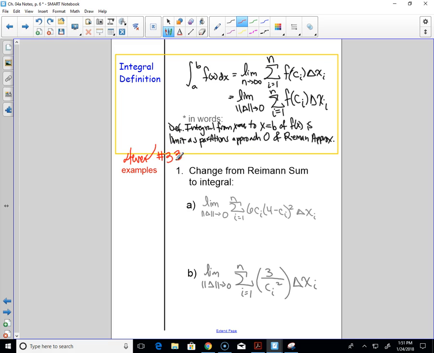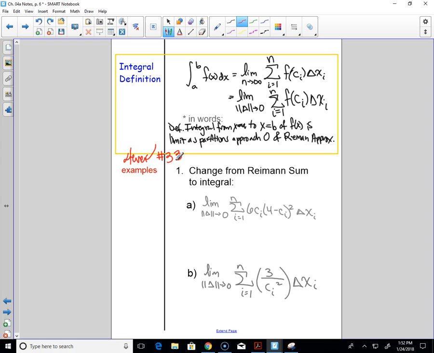The definite integral from a to b of f of x, of the function, is the limit as the partitions approach 0, so as we get infinitesimally thin partitions, of the Riemann approximations. Another way of saying it is as n approaches infinity, or as the number of rectangles approaches infinity, of our Riemann approximations. I think it's 33. Anybody double check me? Yes. Okay.